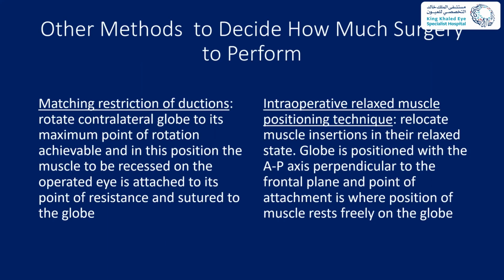In the second technique, there's an intraoperative relaxed muscle positioning. Here you relocate the muscle insertions in their relaxed state. The globe is positioned with the AP axis perpendicular to the frontal plane, so in the primary position, and the point of attachment of the muscle is where the muscle rests freely on the globe.